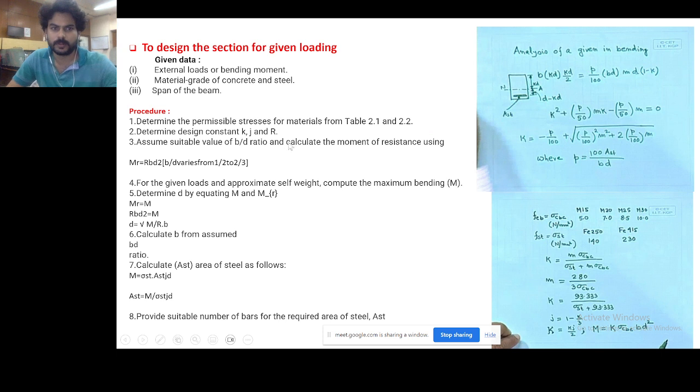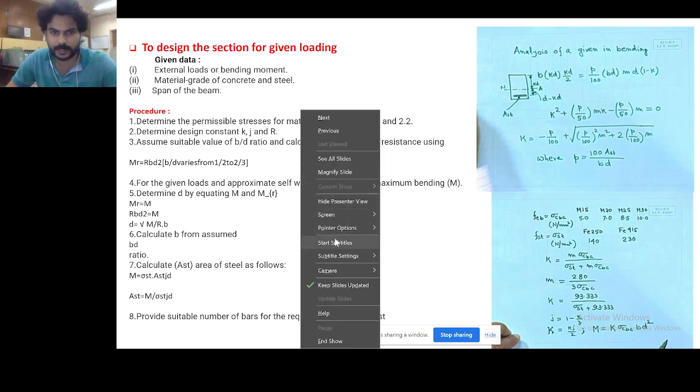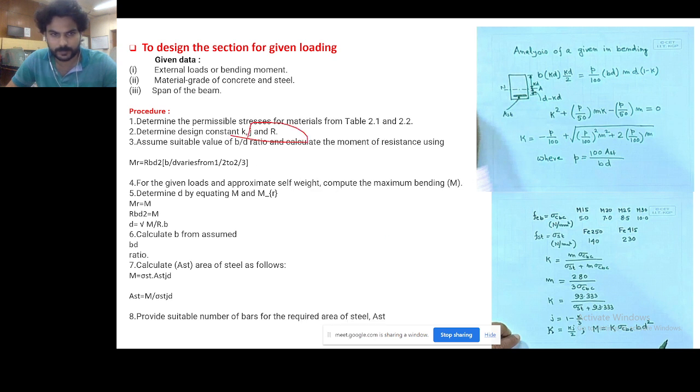Yes, so we have to calculate K, J and R. And then assume a suitable B by D ratio to calculate the moment of resistance using M R is equal to R B D square. Same thing, B and D you can assume from 1:2 to 2:3, so it will become a nicely proportioned rectangle. 1:1 is not recommended, it will become a square, and a square will not have that high a second moment of area, so it will have less strength. So always a rectangle is preferable.